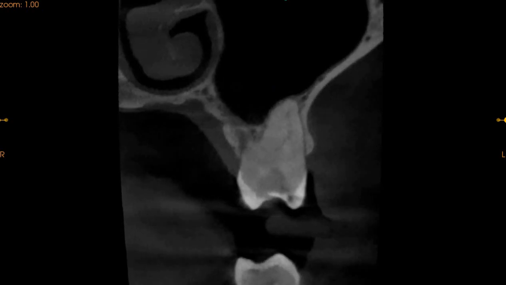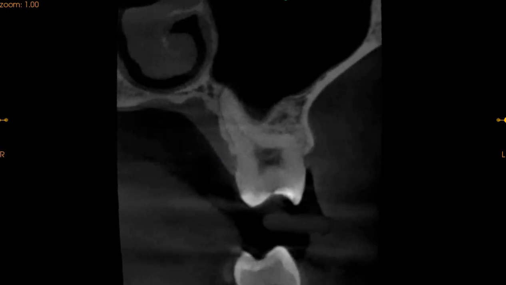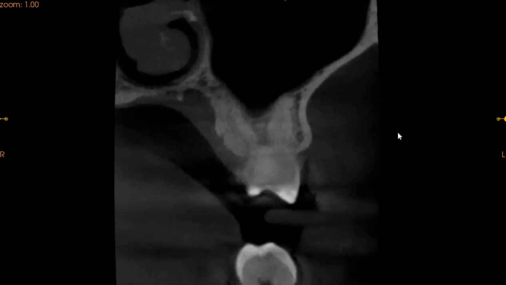The estimated working length of the mesiobuccal canal is going to be roughly 17 millimeters. The estimated working length of the palatal is going to be approximately 19.5 millimeters, and the estimated working length of the distobuccal is going to be roughly 16 millimeters.